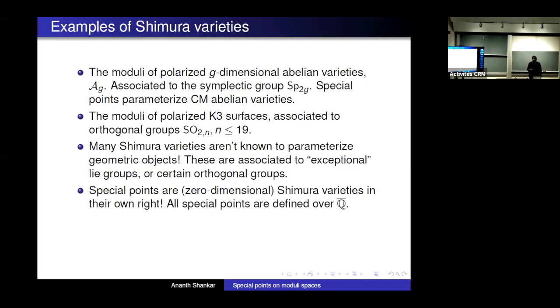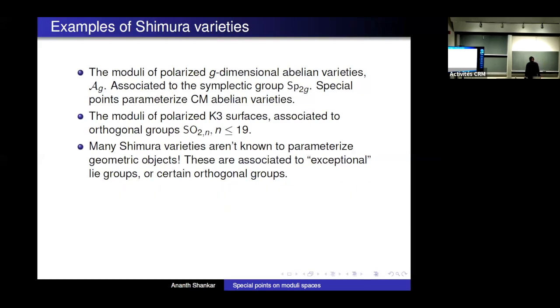Special points are also, yes. So in the case where we do know that it does parameterize geometric objects, is there some sense in which we can say there's a canonical choice of geometric objects that they're parameterizing, or can the same family parameterize many different kinds of families of geometric objects? More or less a canonical choice of geometric objects, and usually they are abelian varieties.